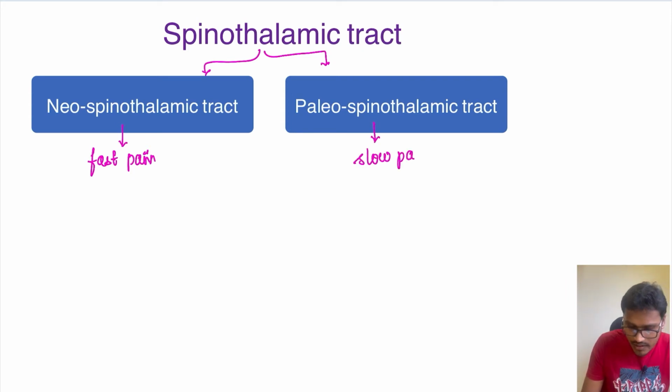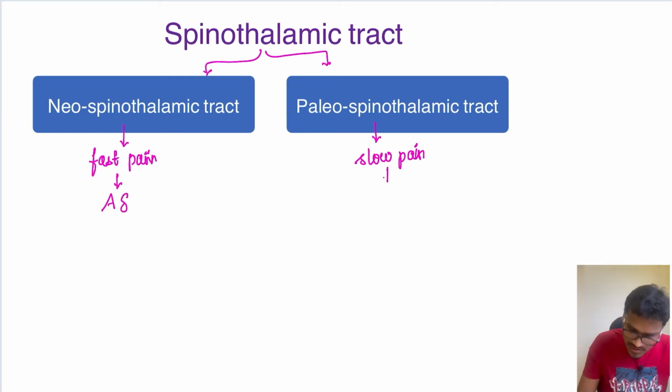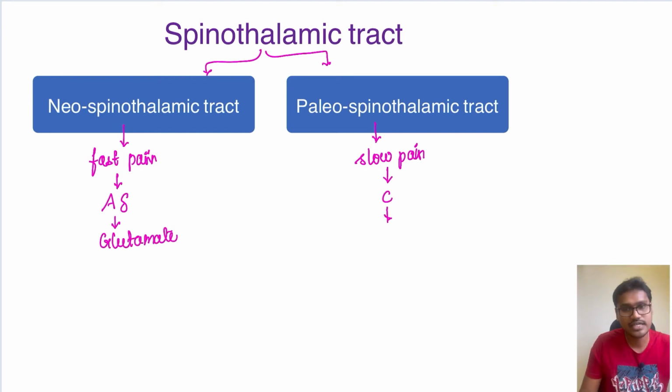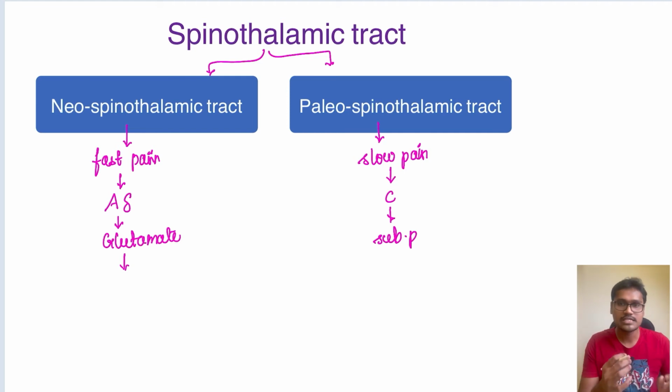slow pain. What are the fibers involved in fast pain? Yes, it is A delta fibers, because they are myelinated and carry the pain faster. What are the fibers responsible for slow pain? It is C fibers. Now coming to the neurotransmitter, let's revise it one more time. It is glutamate here, whereas for the C fiber, it is substance P. Very good, substance P.